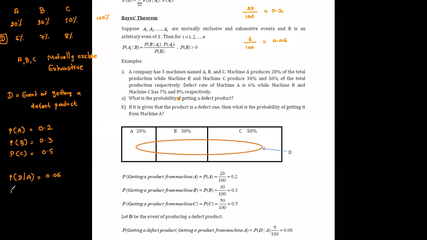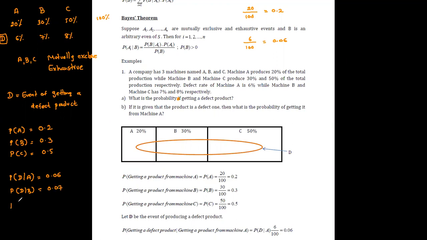Then the probability of D given B, according to the data we have, is 7%. Then the probability of getting a defect product from machine C is 0.08. According to the information we have, we know these values. Now they are asking what is the probability of getting a defect product.